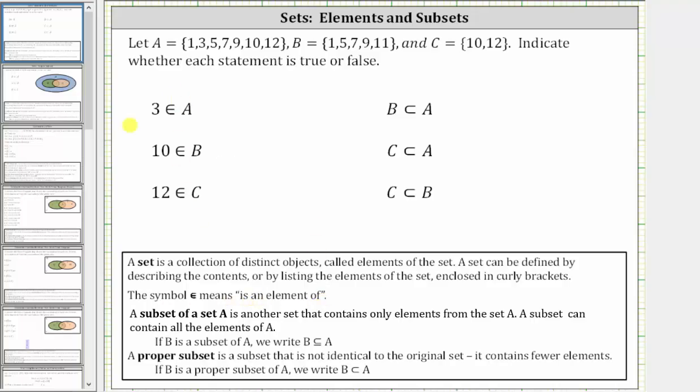We read the first statement as 3 is an element of A. So we look at set A, and since 3 is in set A, 3 is an element of A is true. The next statement is 10 is an element of B. So now we look at set B and see if 10 is in set B. Notice how 10 is not in set B, and therefore 10 is an element of B is false.